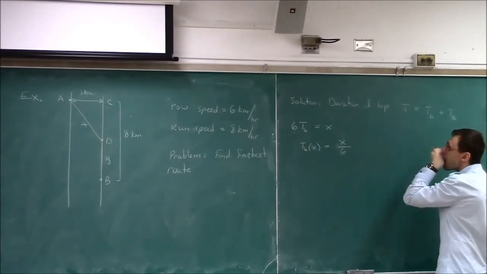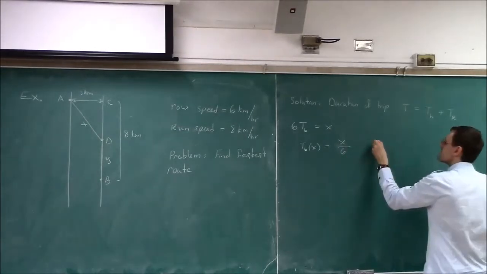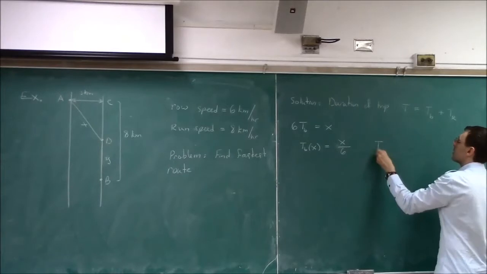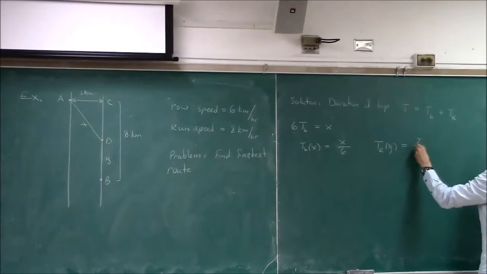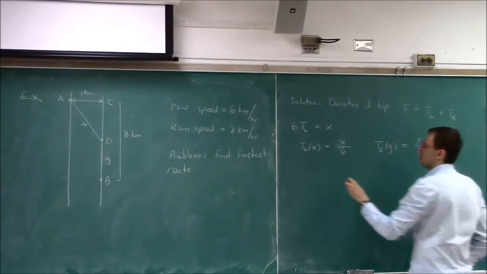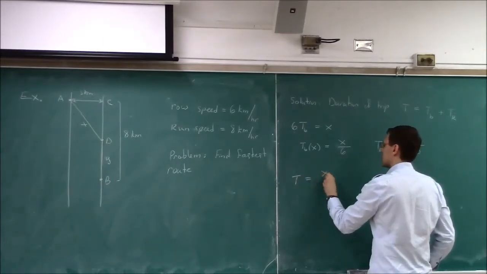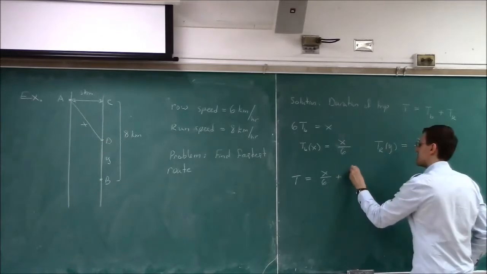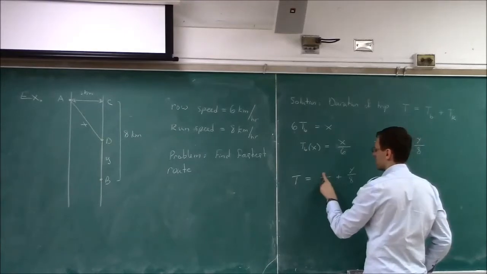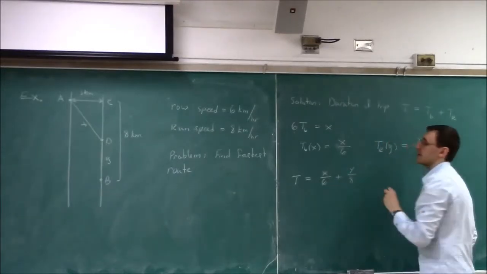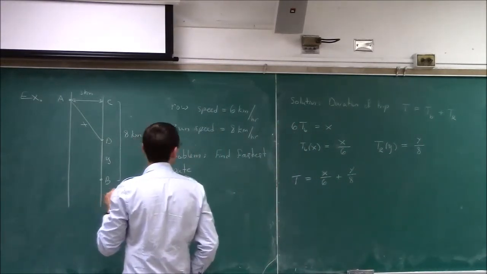And tr of y is y divided by 8, right? So our total trip is t equal to x over 6 plus y over 8. So we need to express it in terms of one variable. So it's just in terms of, let's say, x, or in terms of y, right?